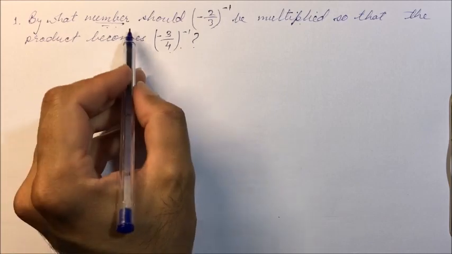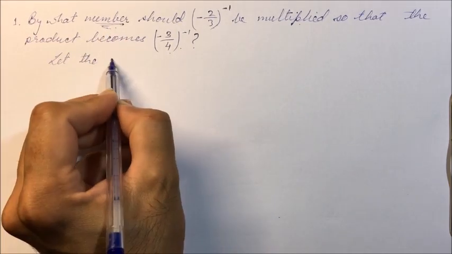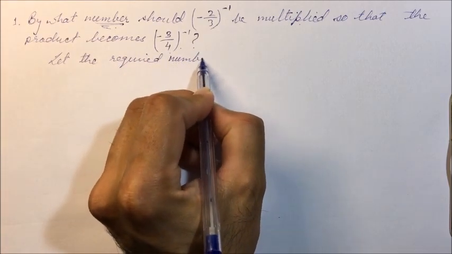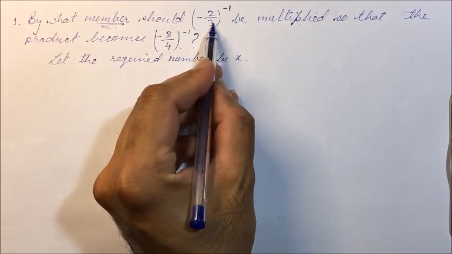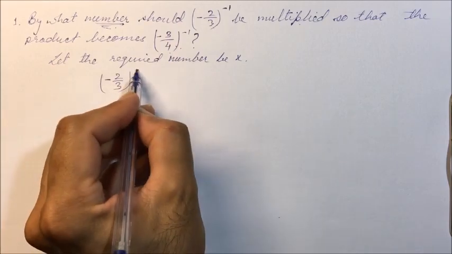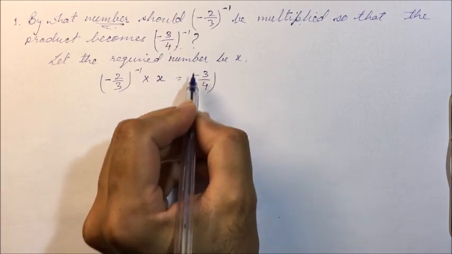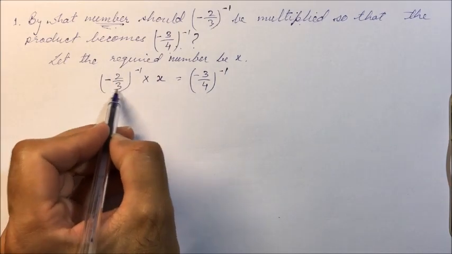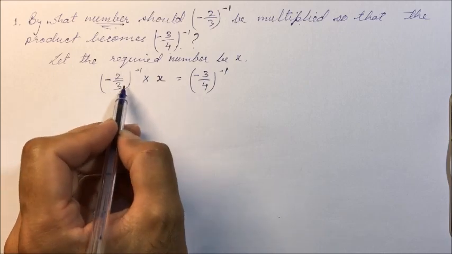So first, let the required number be x. It has to be multiplied with this number to get this result. So (-2/3)^(-1) into x is equal to (-3/4)^(-1). First, here a raised to power minus m equals 1 upon a raised to power m. That law we have seen.